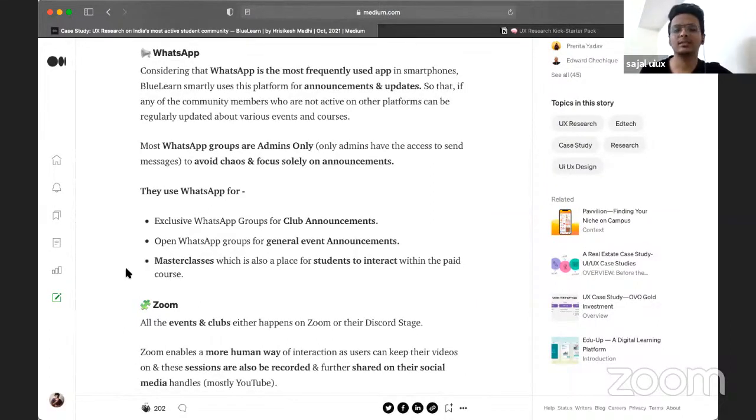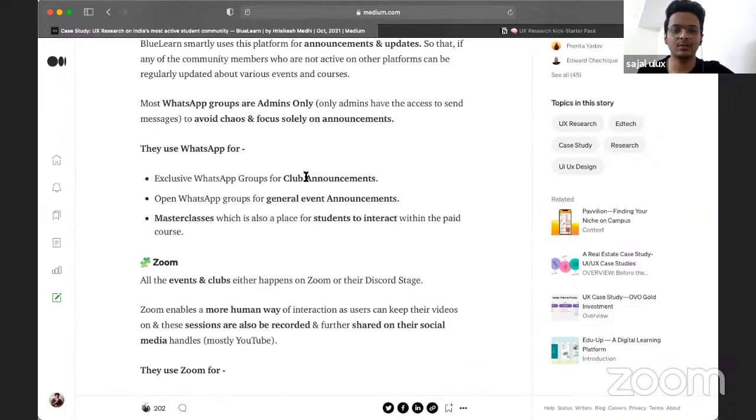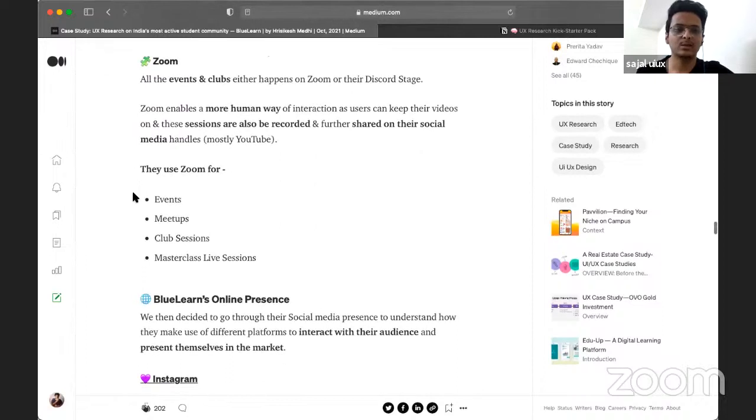The next platform they are on is WhatsApp. As you guys know, WhatsApp is the most frequently used app everywhere. How BlueLearn smartly uses this platform is that it is practically impossible to maintain such a huge community on WhatsApp, because there is a 100 people limitation on WhatsApp groups. So instead they use this platform to give announcements and updates of the various events they organize.